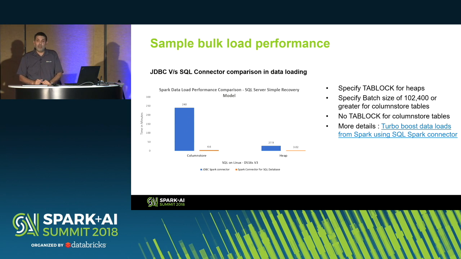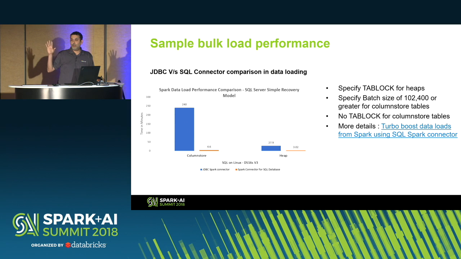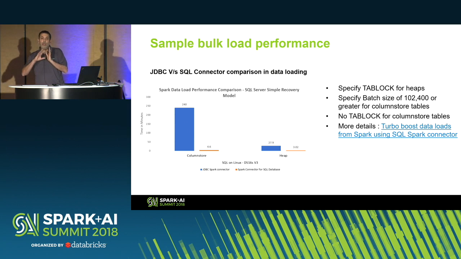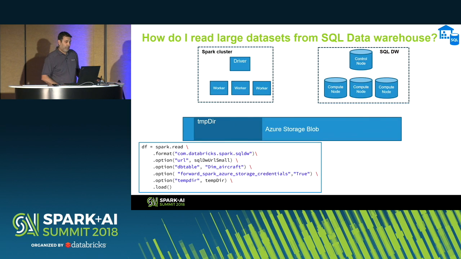A couple of hints to remember: use tab lock when you're loading into heaps, aka tables without any indexes. Don't use tab lock when you're loading into anything with a column store index, which is like Parquet, a columnar format that's compressed. For column store, batch size should be 102,400 or greater, up to 1 million. The reason is that when you load data into SQL Server that way, it goes directly into compressed row groups. It doesn't go into something called a delta store, which is compressed behind the scenes. So that is the bulk connector.